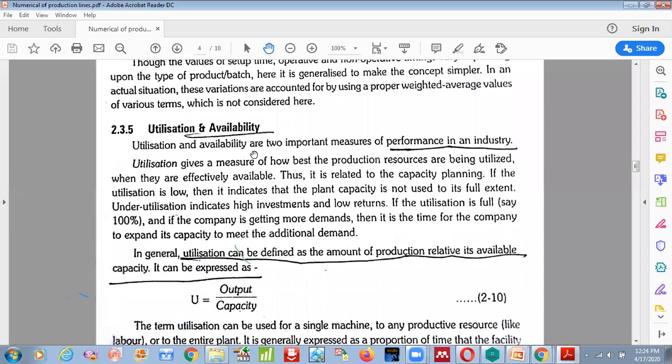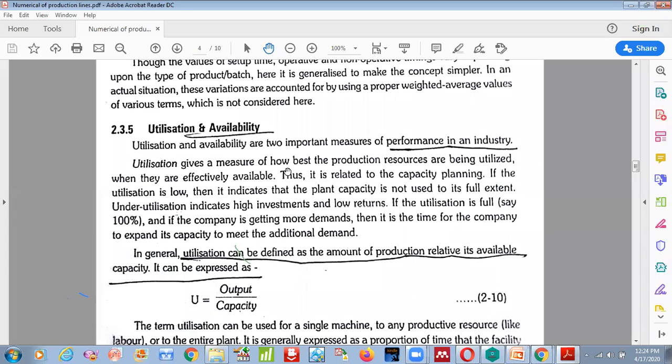To be frank, in my words, utilization, say for example, there are 4 machines which are available. Then we call it as the 4 machines are available. How do you utilize them? Do you use all the 4 machines for this product? If we use only 2, then we call it utilization. Or maybe 2 machines may not be working, then the utilization will be 2. So whatever it may be, availability is entirely different from utilization. Utilization and availability are 2 important measures of performance in an industry.